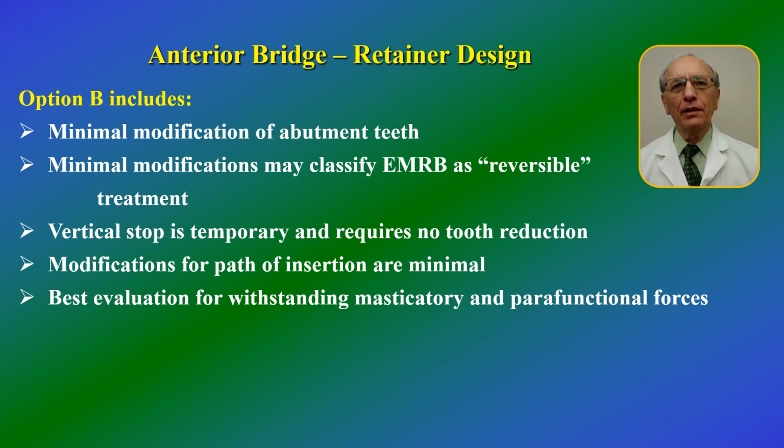In option B, minimal modifications of abutment teeth, with no proximal grooves or ledges. Minimal modifications could categorize Maryland procedures as reversible treatment. The vertical stop is temporary and requires no tooth reduction. Modifications for a path of insertion are minimal. Most importantly, option B best evaluates the capability for etched metal retainers to withstand masticatory and parafunctional forces, relying mainly on the bond.